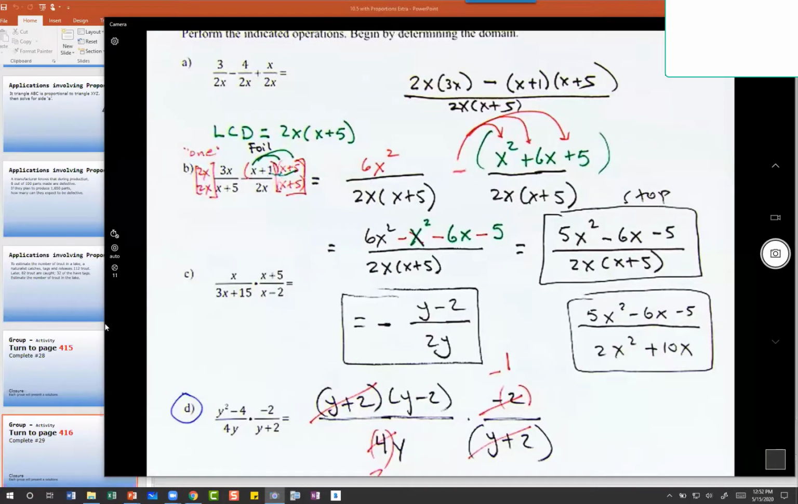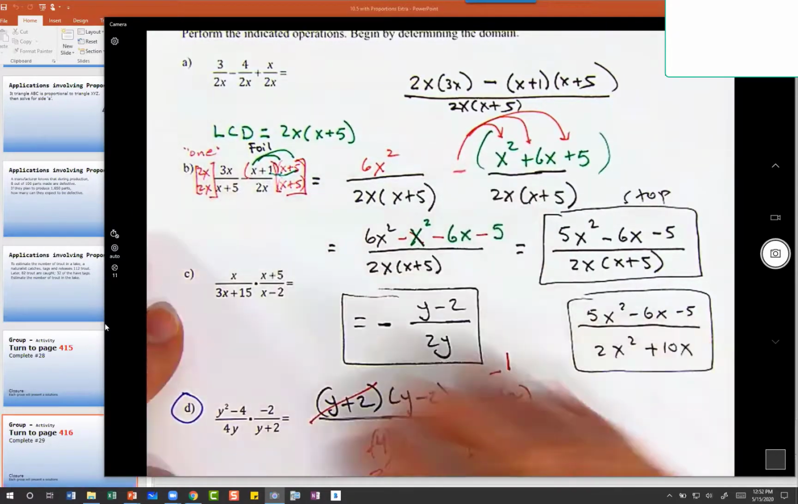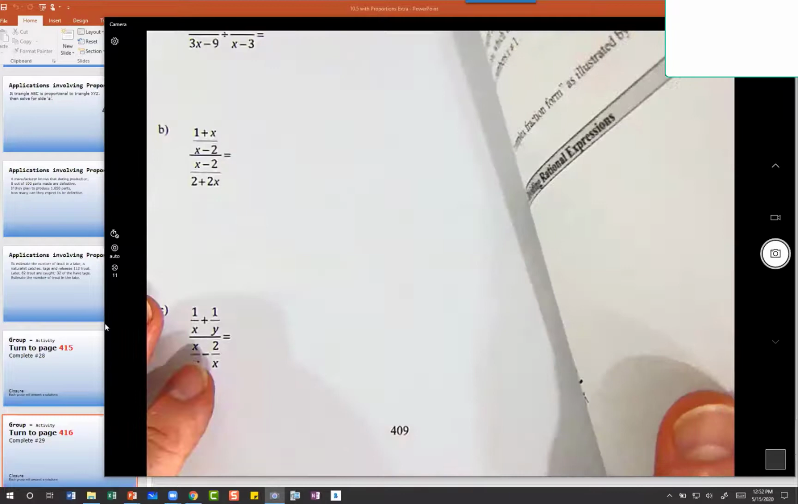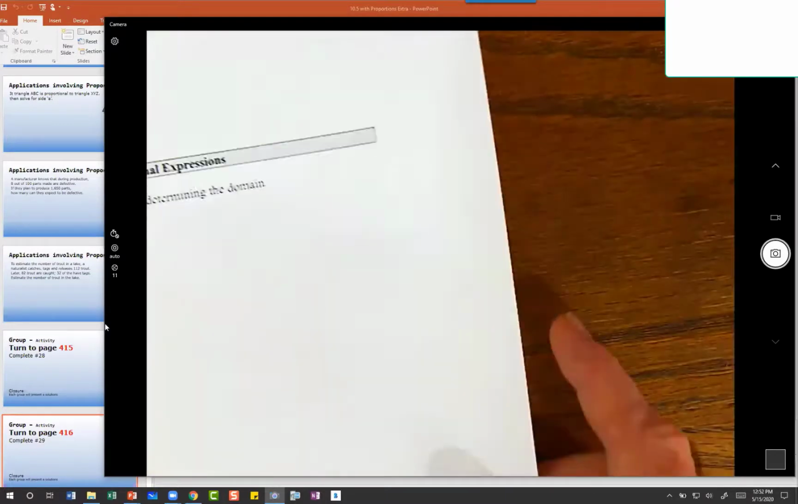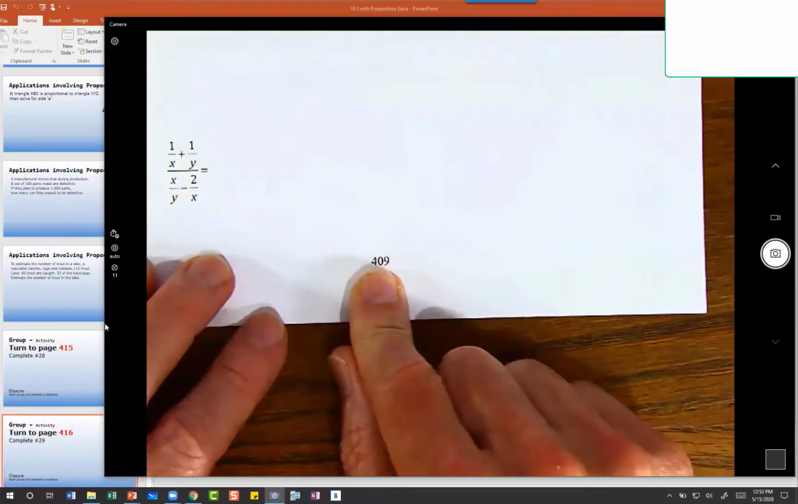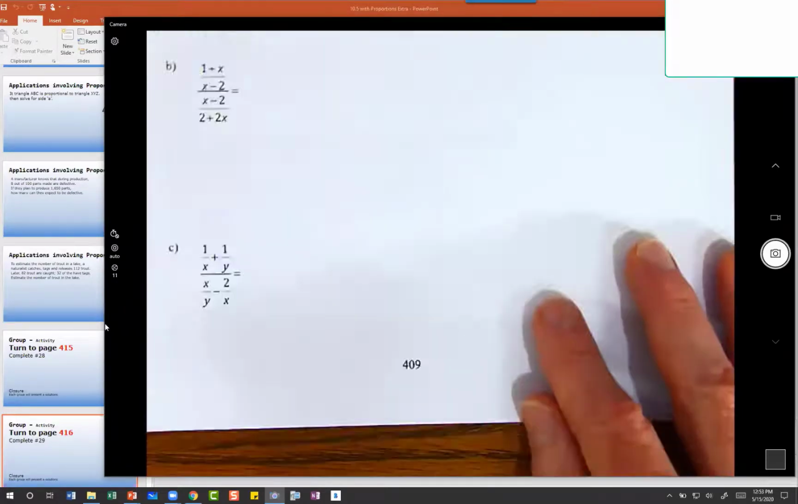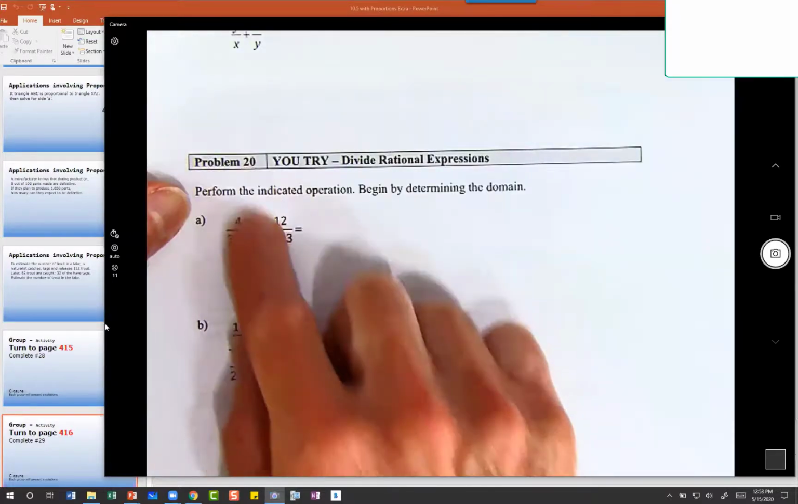I want you to do one more problem, just as a quick assessment, to see how you're doing. Adding and subtracting are harder. We did the hard one first. I have an easier one for you. It's on page 409. Page 409. Problem 20, part A.